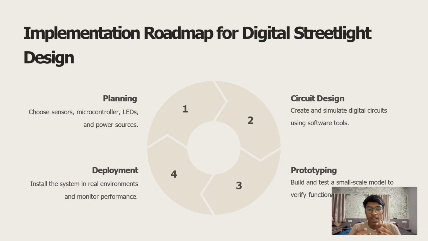To implement our project effectively, I follow four stages. First comes planning. In case of planning, we select the components such as sensors and microcontrollers that will be used in our product. Then comes circuit design. In case of circuit design, we design the circuit of our product in software tools before actual deployment. Then comes prototyping. In case of prototyping, we test a small scale prototype product to ensure the functionality. And at last comes deployment. In case of deployment, we install the system in a real world environment and monitor the performance of our product.